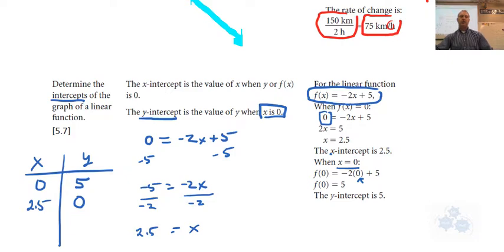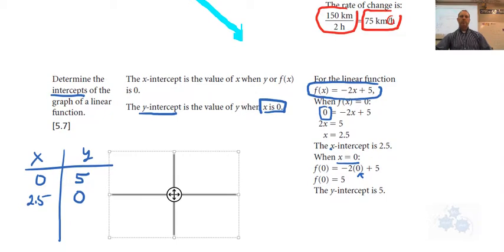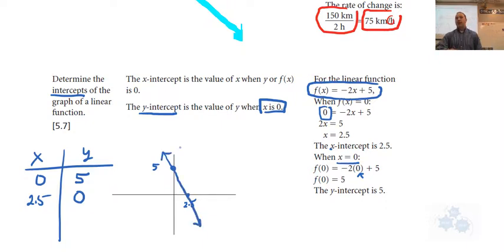And of course, let me make room for the graph here. Then you can just use those 2 points, and you can show your graph that way. So here we are. And 0, 5 would be right here, and 2.5, 0 would be right here. And so you would draw a line through those 2 points. Okay? So that's acceptable too. If you're graphing, you can just use the intercepts. You don't have to use 3 points.